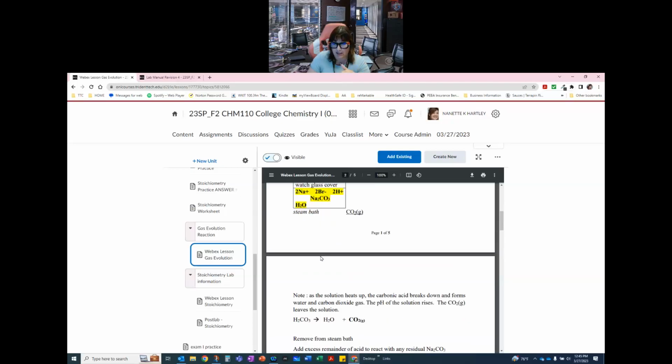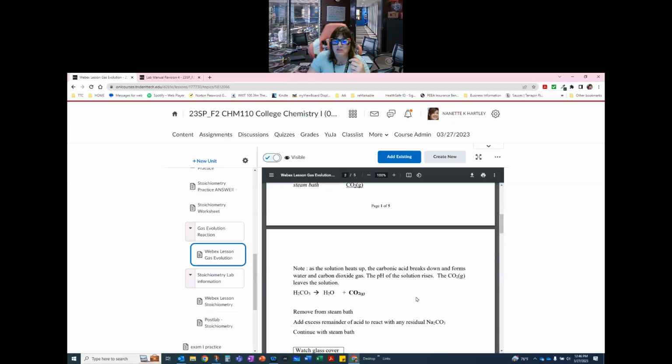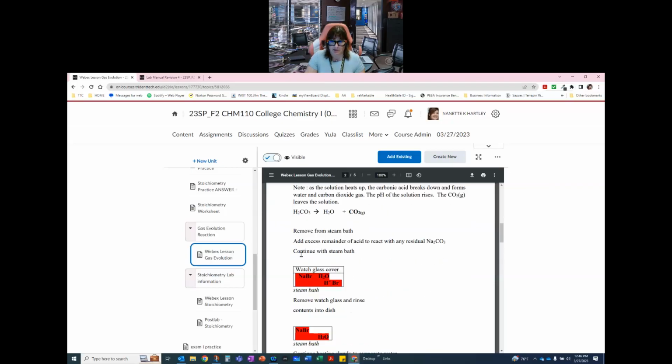So as the solution heats up, the carbonic acid breaks down, forms water and carbon dioxide gas, and the pH of the solution will rise. Okay, that is totally normal. pH goes up as we take the acid out of it, so that makes a lot of sense. Okay, the CO2 leaves the solution. We remove that from the steam bath, and we add excess water to react with any of the residual Na2CO3. Okay, we'll then put it back into the steam bath.